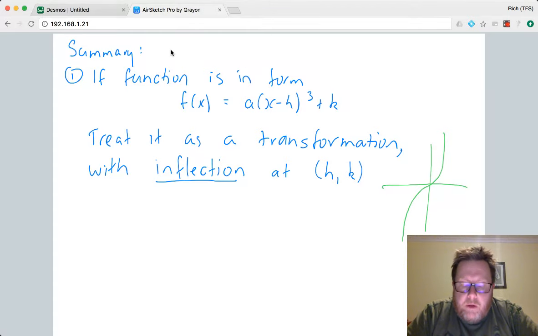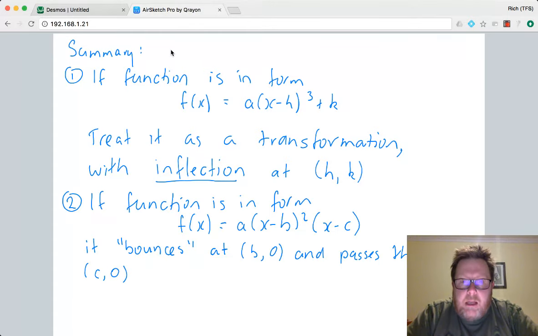Okay, so if it is in the form of the two distinct factors, so one factor is repeated, like this here, then it bounces at that repeated factor rather than passing through it, and then it passes through c.